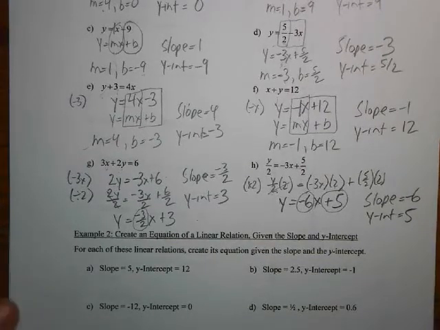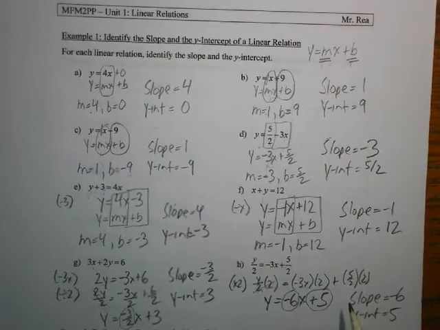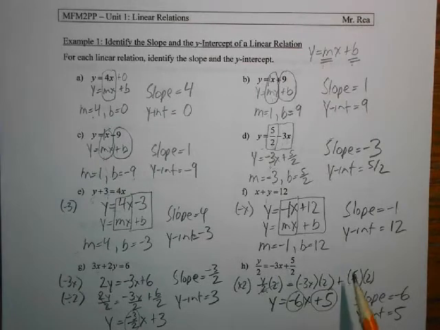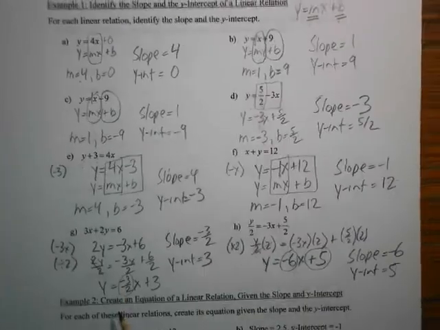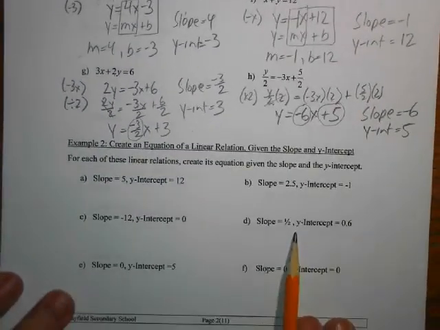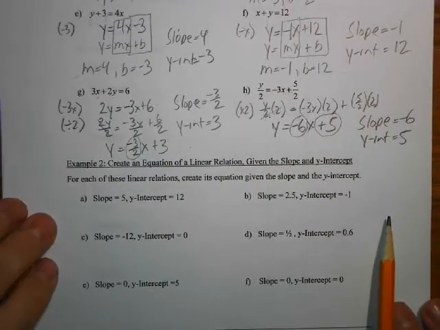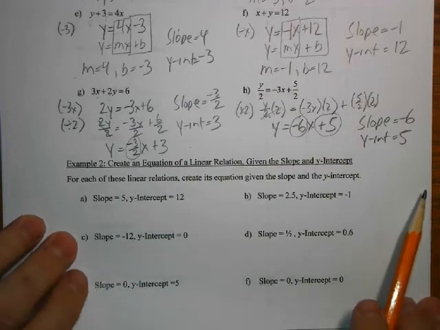So what we've learned to do with this example is take any linear equation, which can be written in any form, and pull out the slope and the y-intercept. That's going to be important later on for when we graph. If we want to graph a line from its equation, those are the two most important things for us to be able to graph. Now what we're going to do here, example 2, is do exactly the opposite of what we just did.